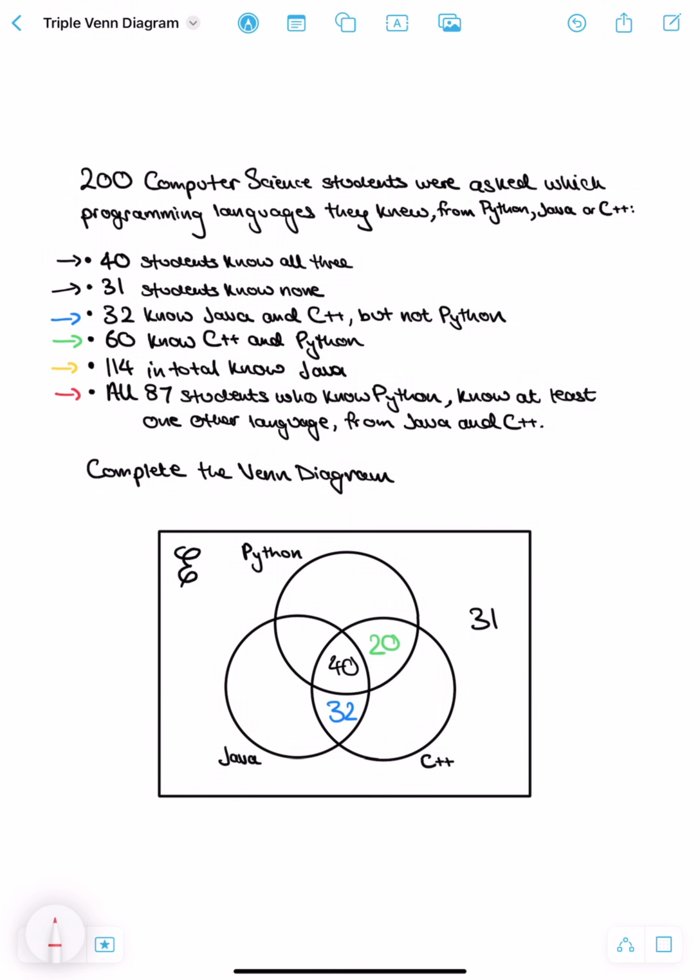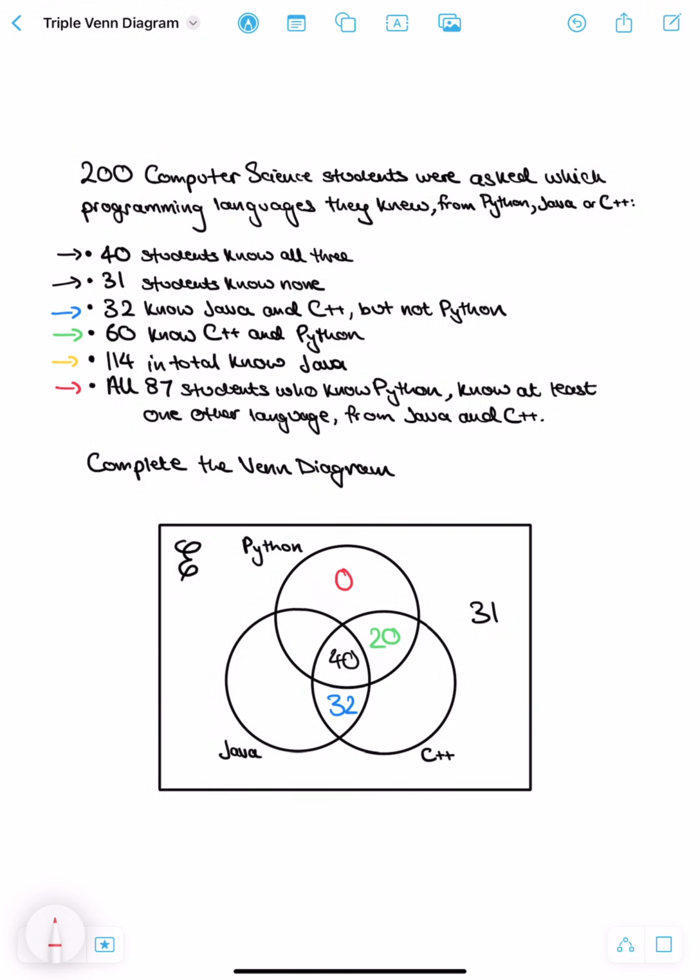All 87 students who know Python know at least one other language from Java and C++. So in our Python circle, we know that we've got a total of 87. However, none of them just know Python. They know at least one other language. So Python on its own is simply 0. And since all 4 of these parts add up to 87, we do 87 minus 60, and we get 27 over here.